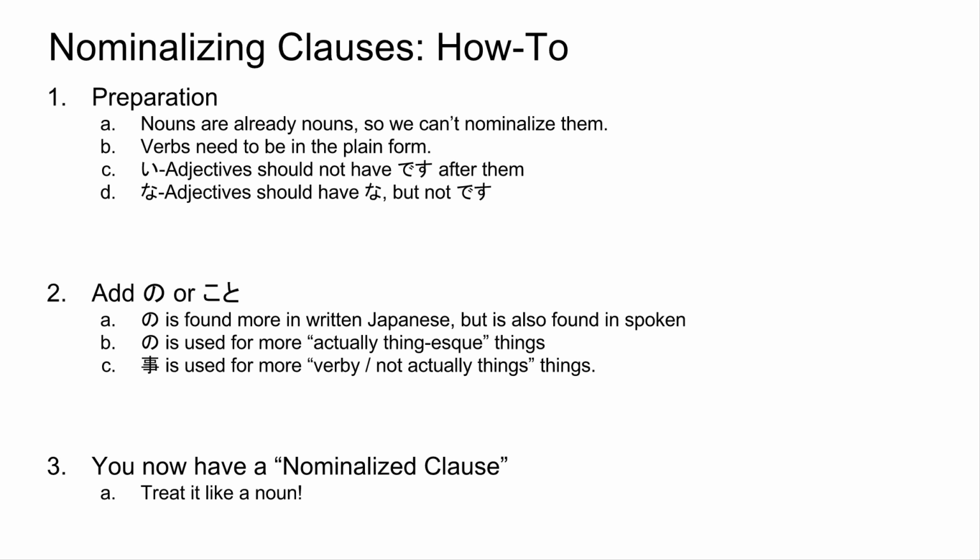Okay, so preparation. Nouns are already nouns, so why the heck would you bother nominalizing a noun? That's just not something you would do. Number two, verbs need to be in the plain form, so put those verbs in your plain form. So instead of tabemasu or tabemashita, we're going to have taberu or tabeta. I adjectives, don't put the desu in there, because the end of a clause with an i adjective is just the i adjective. So no desu at the end of an i adjective. I adjectives should not have desu after them.